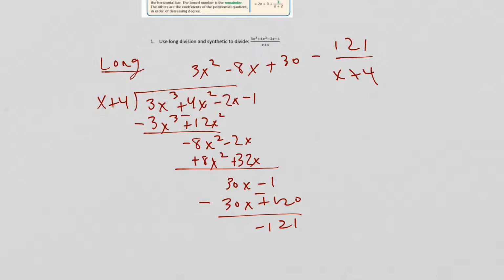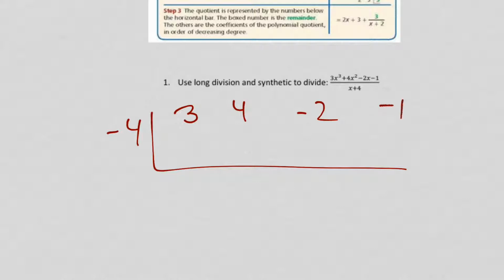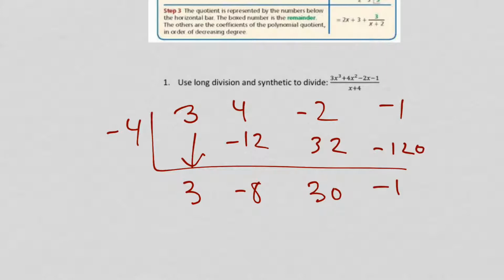So let's go ahead and see if we can get the same thing. Now I'm going to use synthetic. So I'm going to take the opposite of 4, which is negative 4, and then I'm going to put the coefficients inside of here. That is 3, 4, negative 2, and negative 1. Always begin the same way. Bring down your 3, record it over here. Now multiply the negative 4 and the 3. Negative 12. Add straight down, multiply, add straight down, multiply, add straight down.